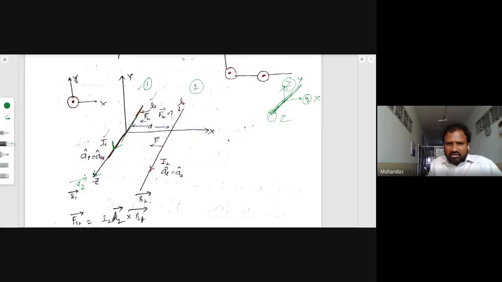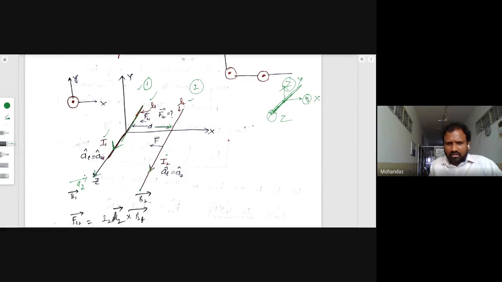This is another conductor, conductor 2, also carrying a current I2 in the same positive Z-axis direction. These two conductors are separated by a distance D. The length of this conductor is L2. Both are placed along the positive Z-axis, and L2 is the length of conductor 2.